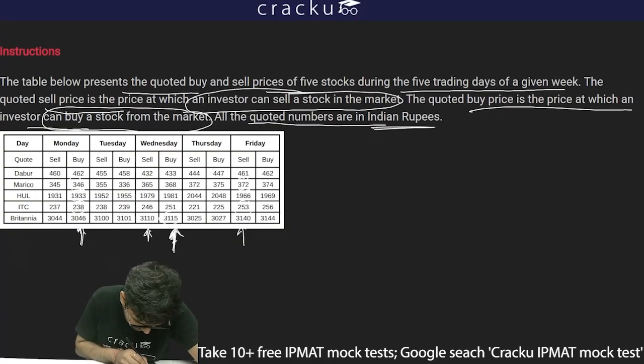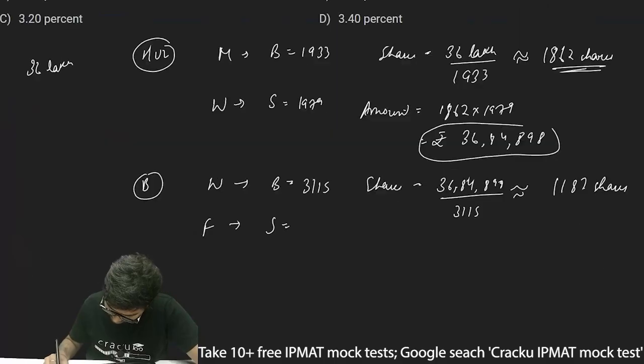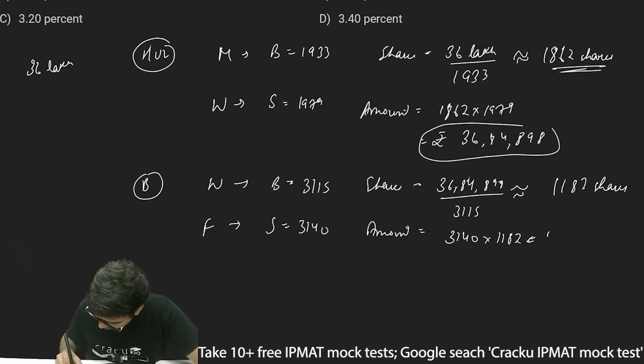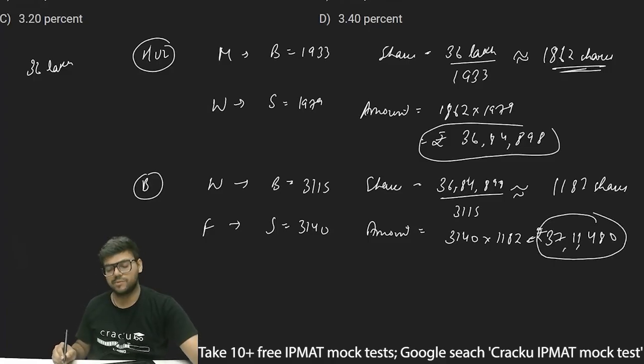The selling price on Friday is 3140. So the amount will become 3140 into 1182 shares, which is roughly equal to 3711480. So this is his final amount, which is 3711480.